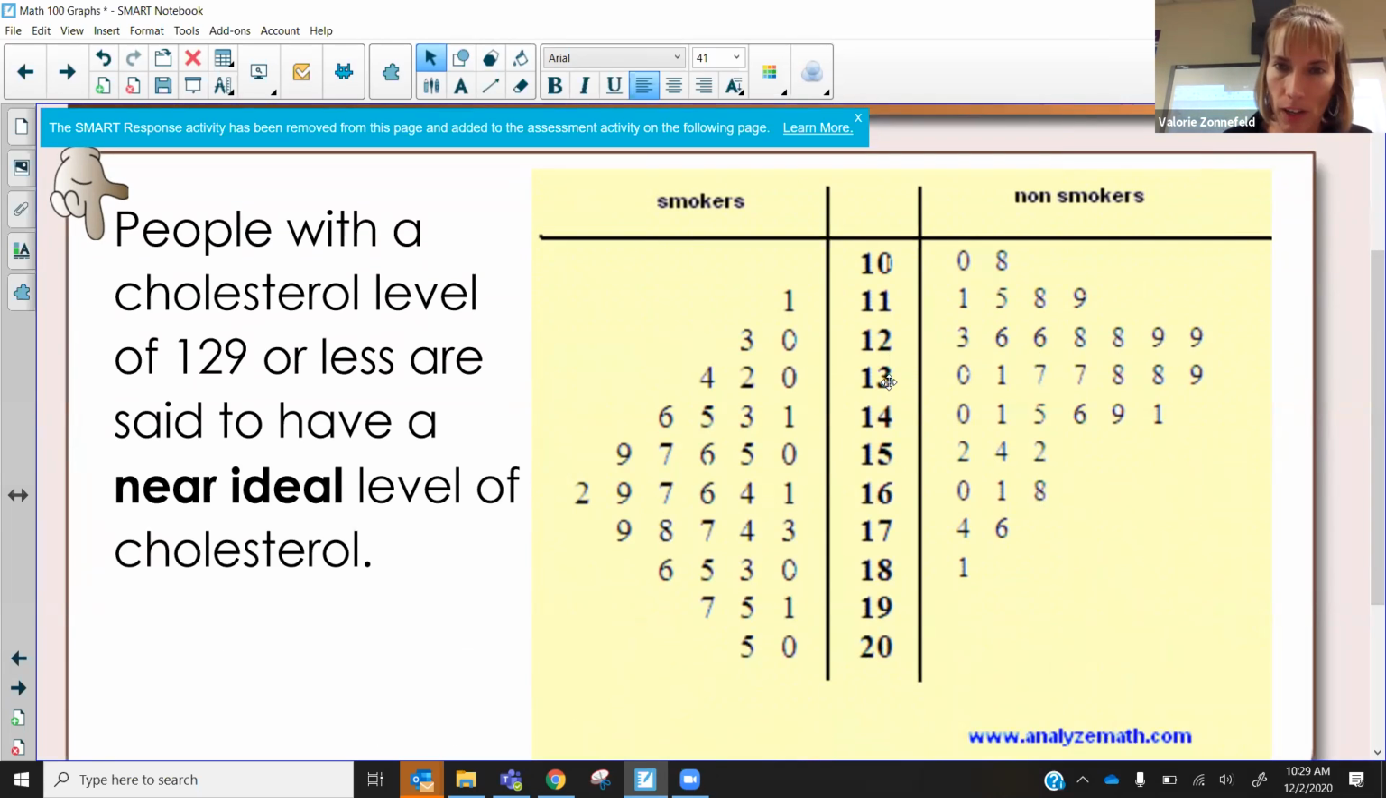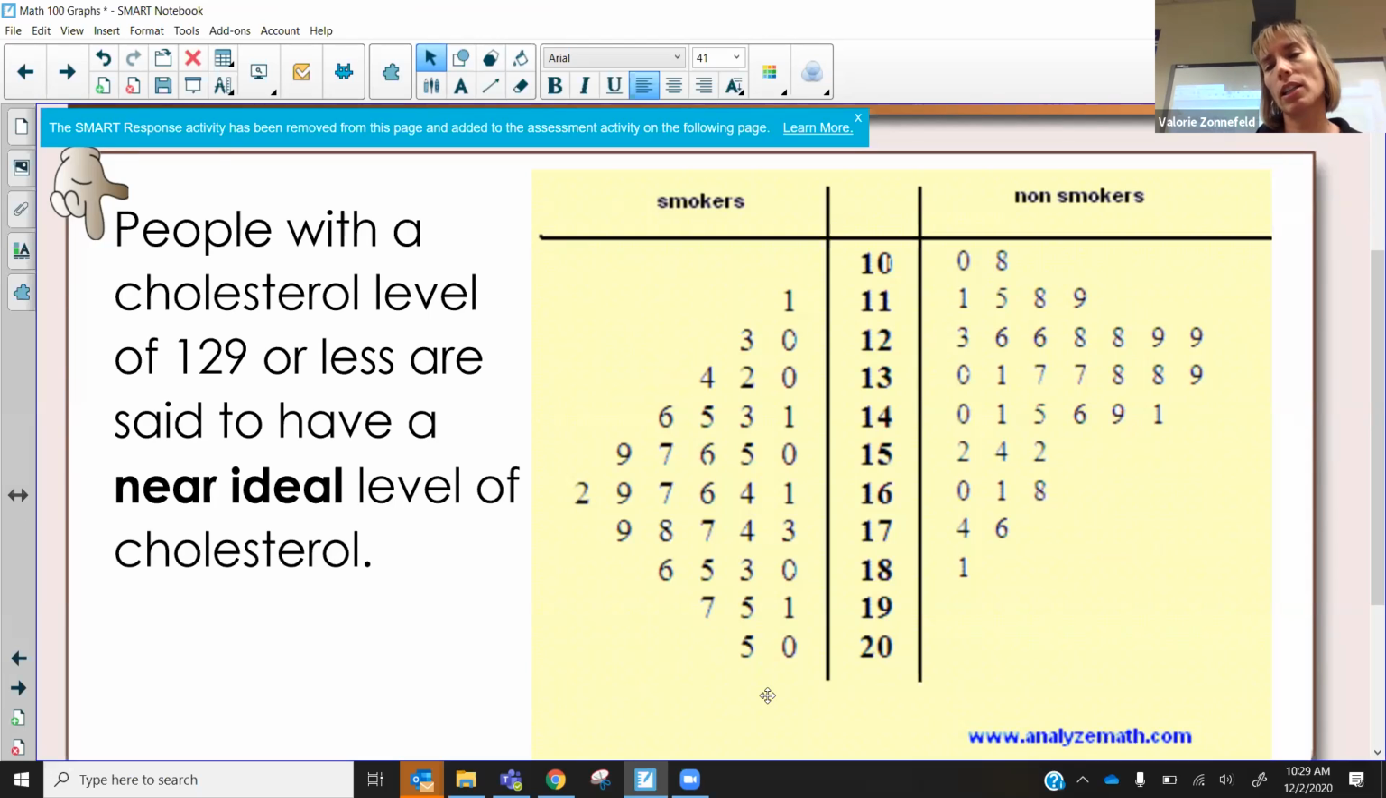So for example, if I have this 1-3, there are smokers over here that have a 130, a 132, and a 134, and then there are non-smokers on this side of a 130, 131, and so on, okay? So people with a cholesterol level of 129 or less are said to have near ideal levels of cholesterol.